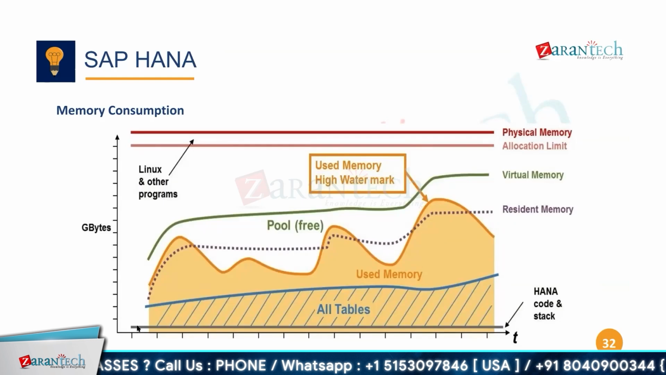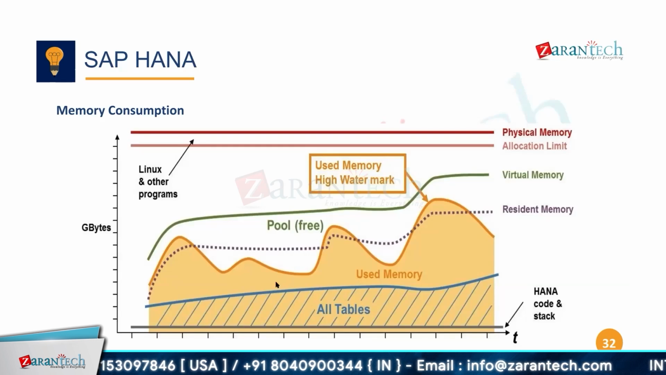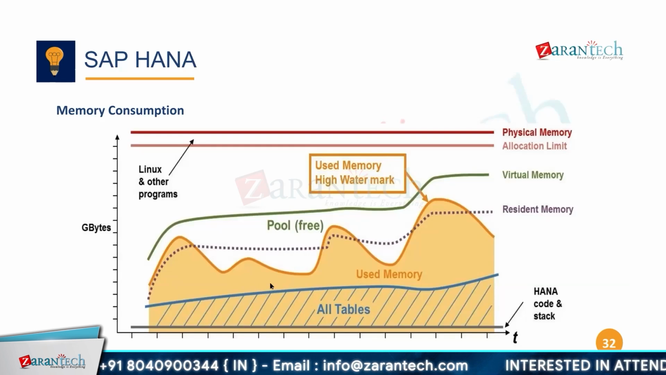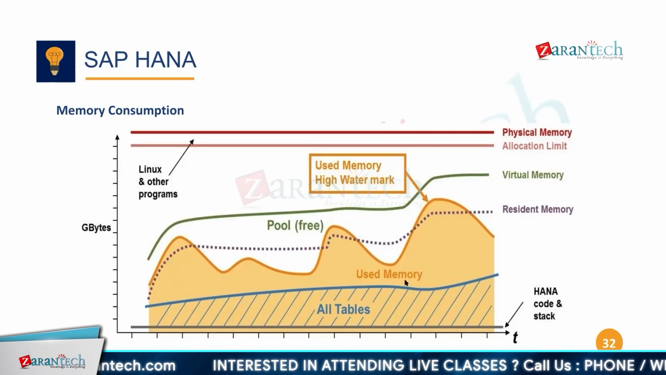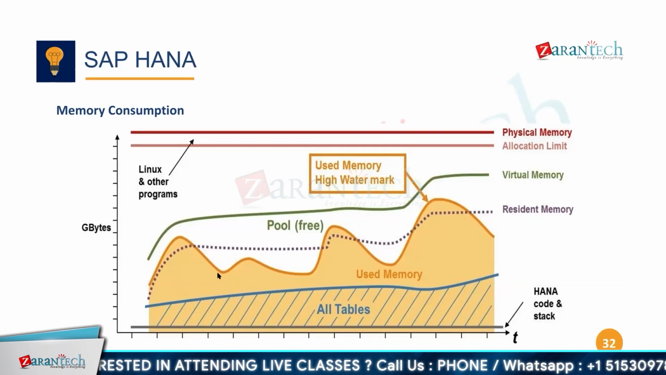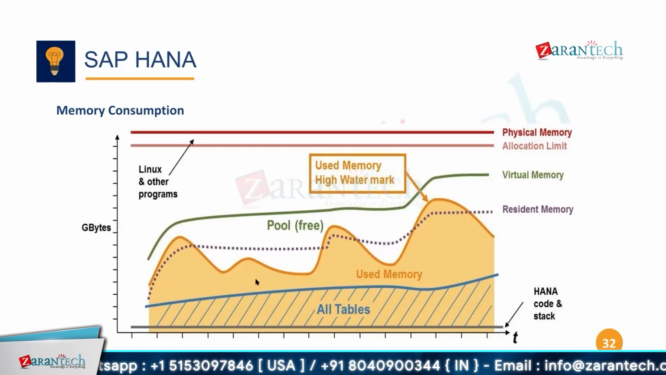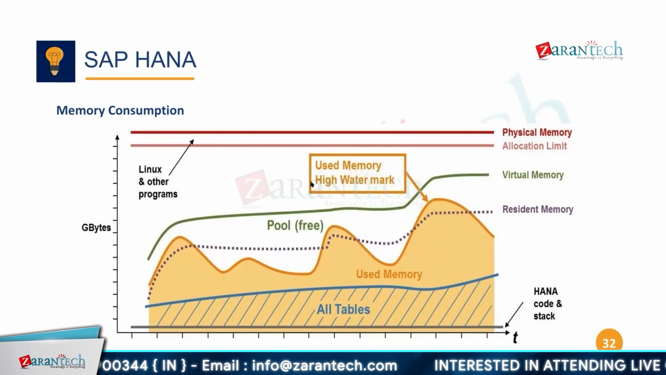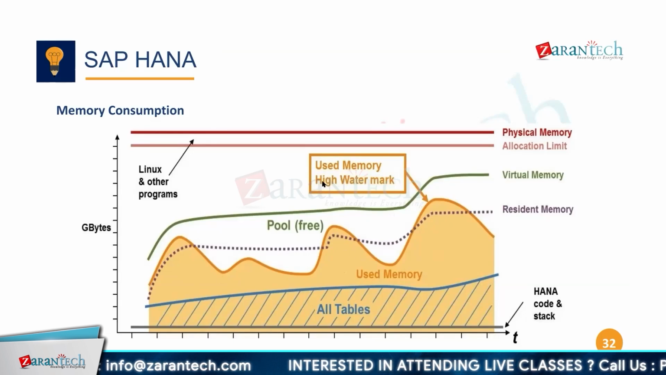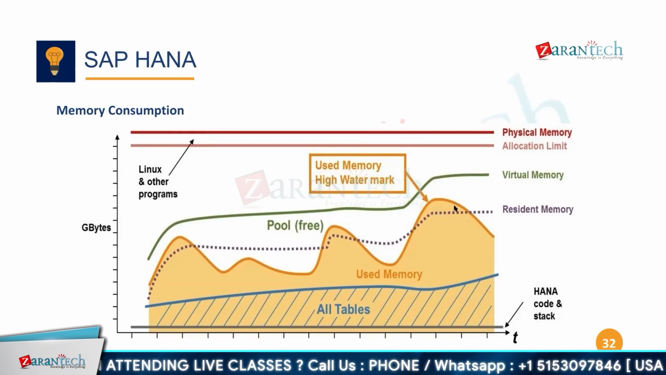And then to deal with all these tables, it needs some memory, to load, read, write, and select. So that memory slowly increases as it loads the latest data. After some time, there will be a peak load on the server and it needs a lot of memory. For example, somebody triggers a BW report and immediately the memory spikes. You see these spikes. This is the used memory high watermark. Sometimes it goes to the peak, and at that particular time the system might not have enough memory.